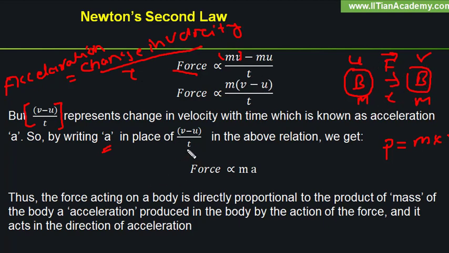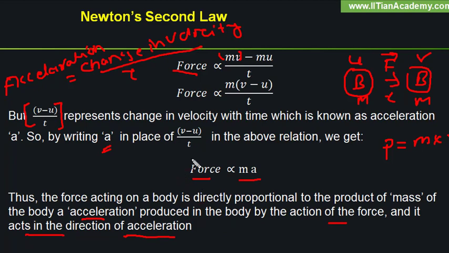So if you put a in place of (v minus u) by t in this equation, then the equation becomes force is proportional to mass into acceleration. Thus the force acting on a body is directly proportional to the product of the mass of the body and the acceleration a produced in the body by the action of the force, and it acts in the direction of the acceleration.